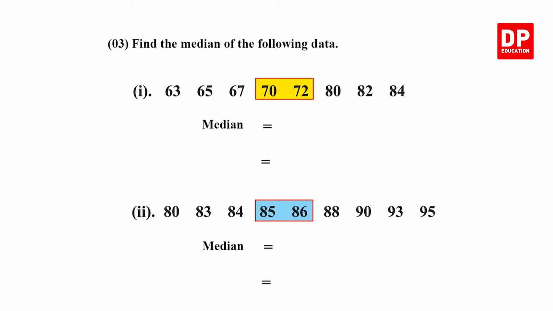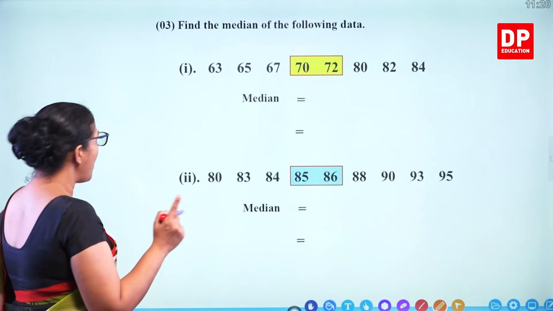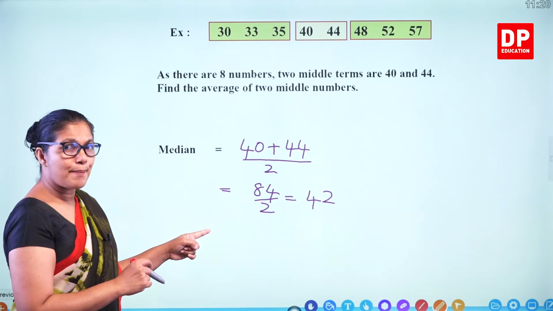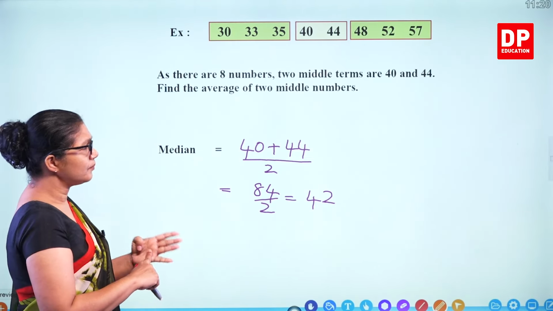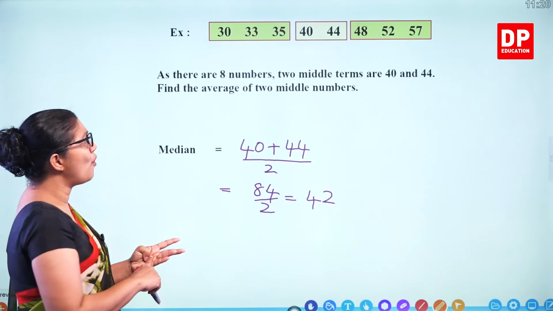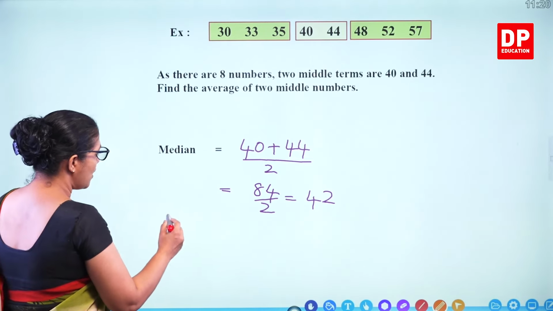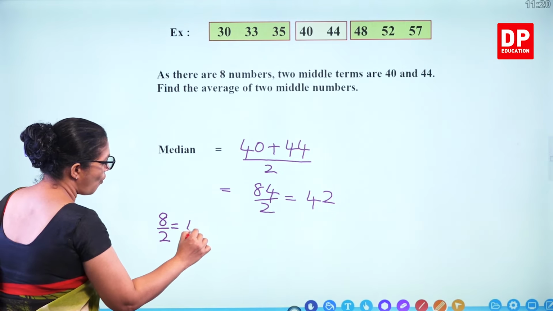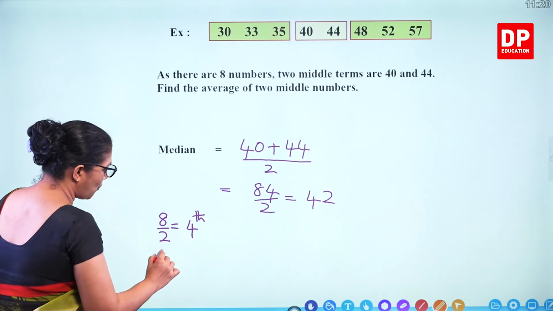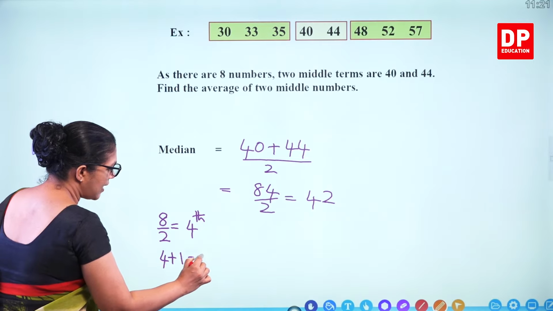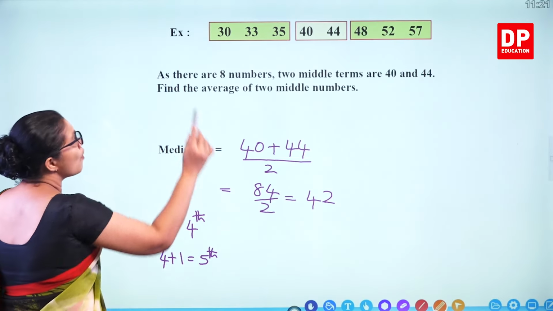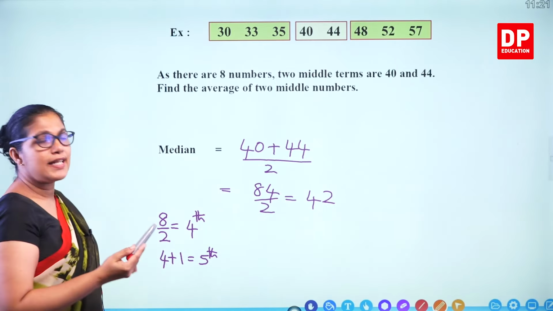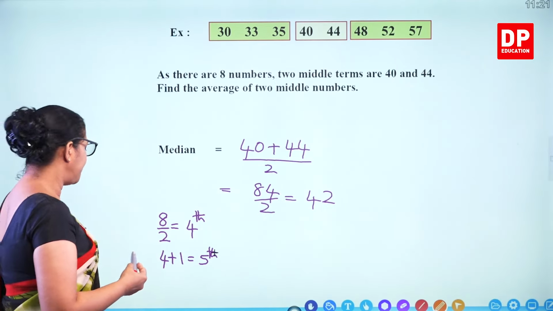Find the median of the following data. Now I want to help you with this one. What's the easiest way to find the middle number? If the count is even, can you remember we did that before? 8 is there. So what do you do? 8 divided by 2, that means 4. So you take the 4th one and the next one, that's the 5th one. 1, 2, 3, 4th and 5th. You take the 4th and 5th and take the average.